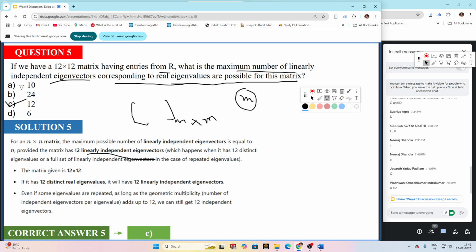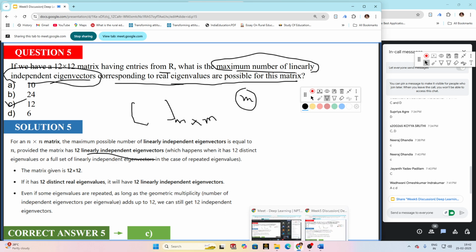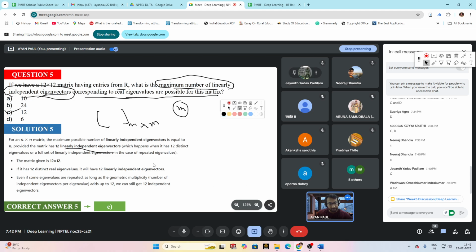Options A, C and D. Here in the question it has been told maximum number of linearly independent eigenvectors. If it was not asking for maximum, then you could go with all of A, C and D. But as the question asks for the maximum number of linearly independent eigenvectors, option C is the correct answer. Maximum is 12. Clear, right?